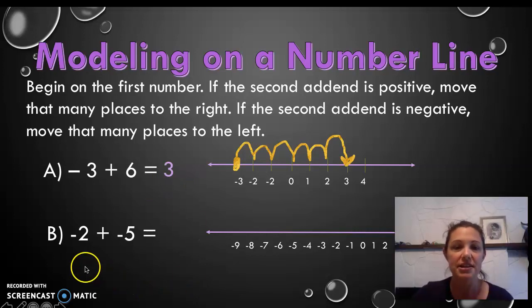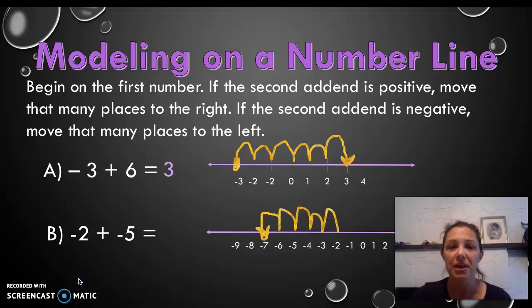If you look at our second example, we're going to start on -2. And to that, we're adding -5. So we're taking a negative number and making it more negative. We're going to jump to the left. So starting on -2, making 5 jumps to the left. See, 1, 2, 3, 4, 5, lands us at -7.